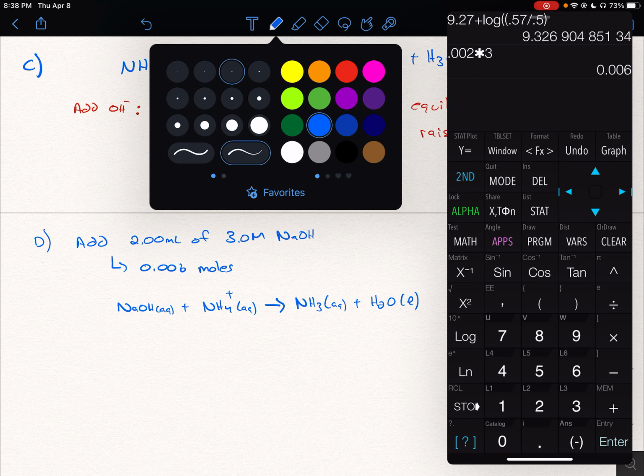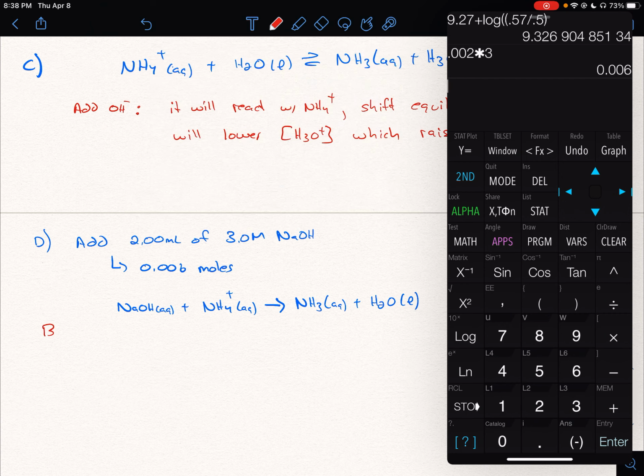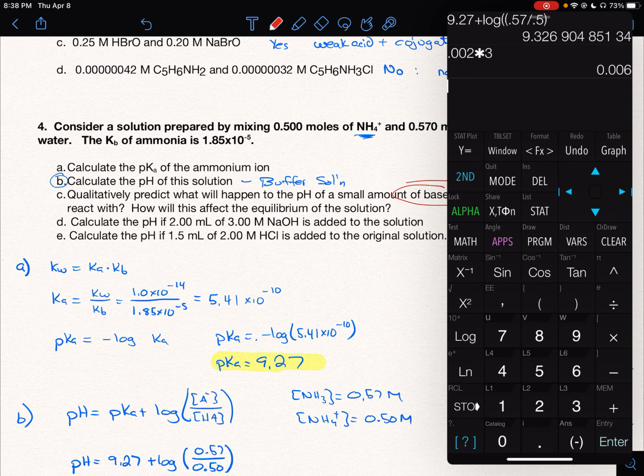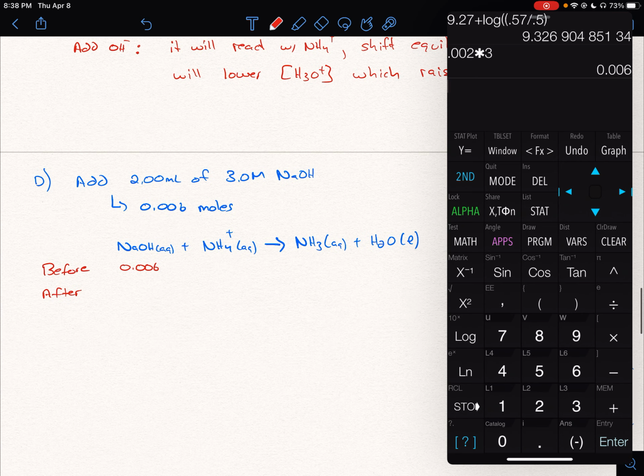What we're now going to do is use our before-after table. This is our limiting reactant problem. And we know we have 0.006 moles of sodium hydroxide. For the ammonium, we can come back up to the problem and recall that we are told we had 0.5 moles of ammonium and 0.57 moles of ammonia. So 0.50 and 0.57. After the reaction, all of the sodium hydroxide is gone.